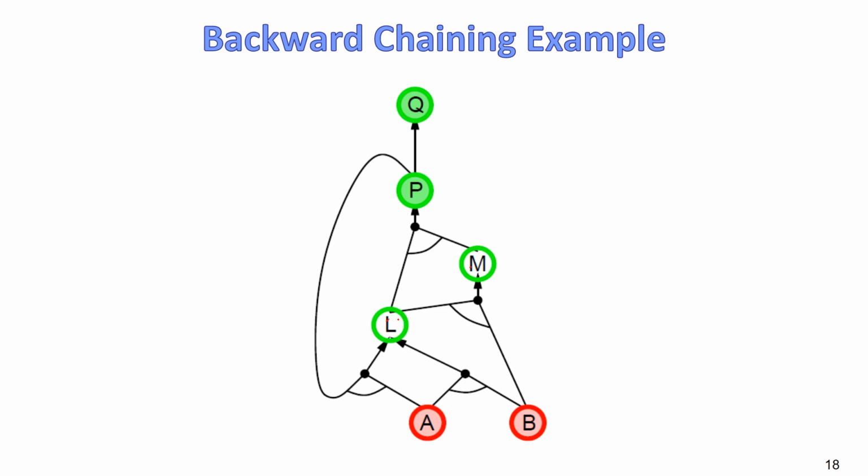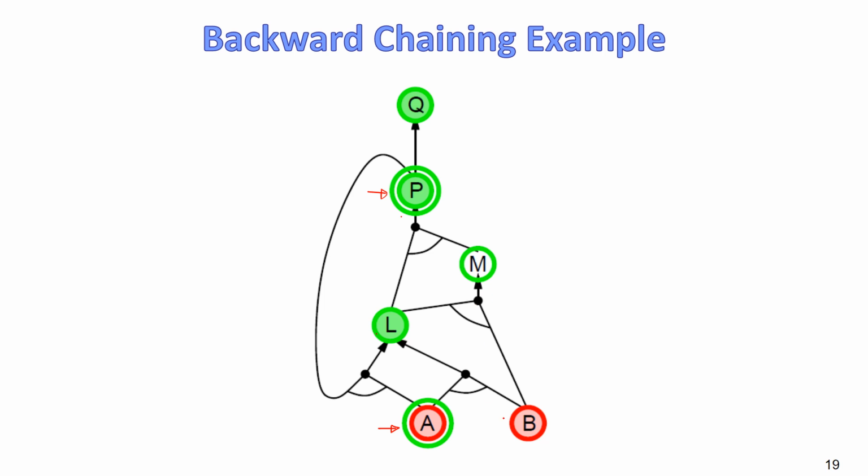Now we get L from the stack. L has the premises A and P, so we'll add A and P into the stack now. And we see that P was already visited, and A is known. So if we check here, this one and this one are the premises for L, so we add them to the stack. Of course P was visited before, so we don't need to process it.